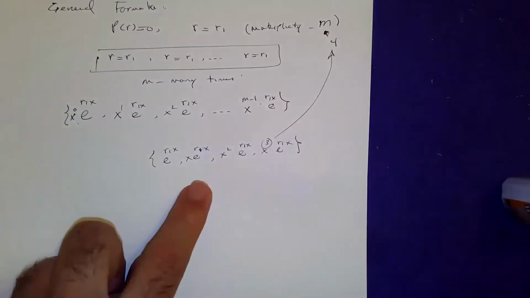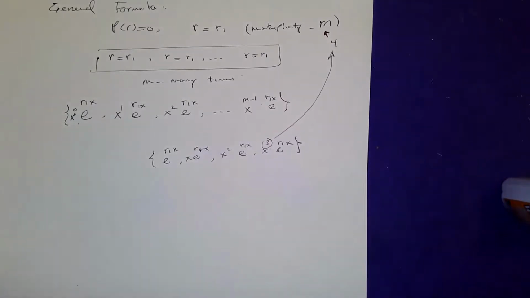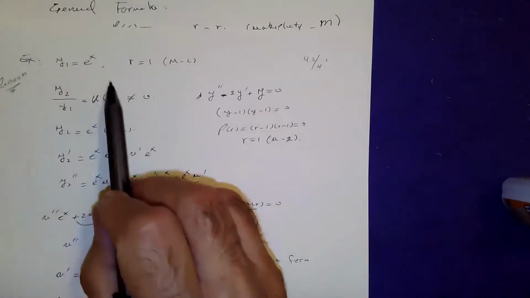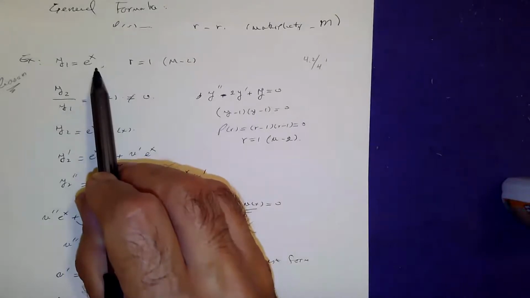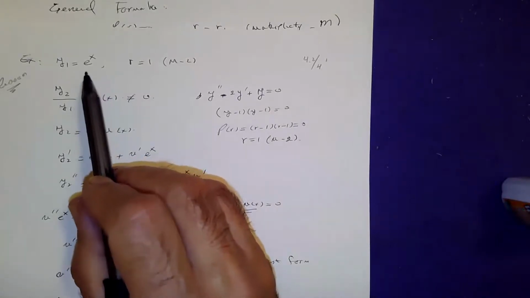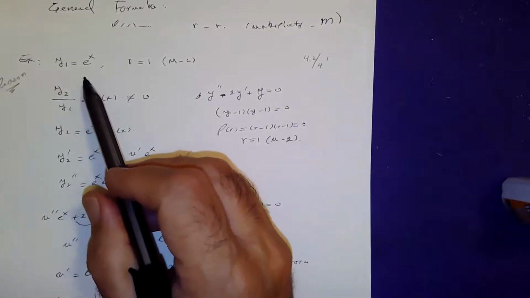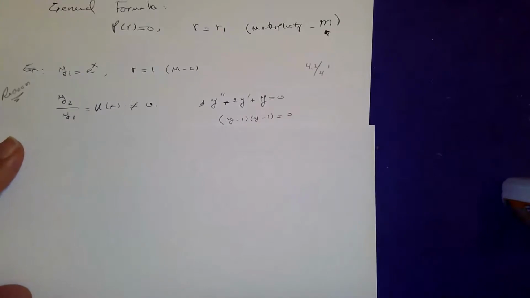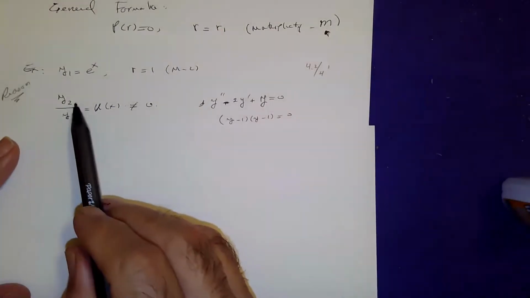Question, where are these x's coming from? Why do I have x? Okay, that's a good question. Here is why. Notice if one of the solutions is e to the x, the other one is not e to the x. The other one is what? X times e to the x. Why is that?